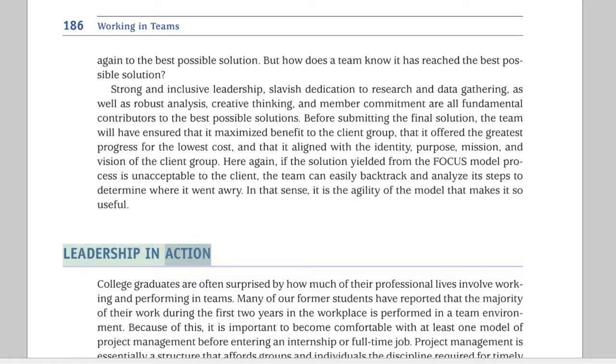Leadership in action. College graduates are often surprised by how much of their professional lives involve working and performing in teams. Many of our former students have reported that the majority of their work during the first 2 years in the workplace is performed in a team environment.